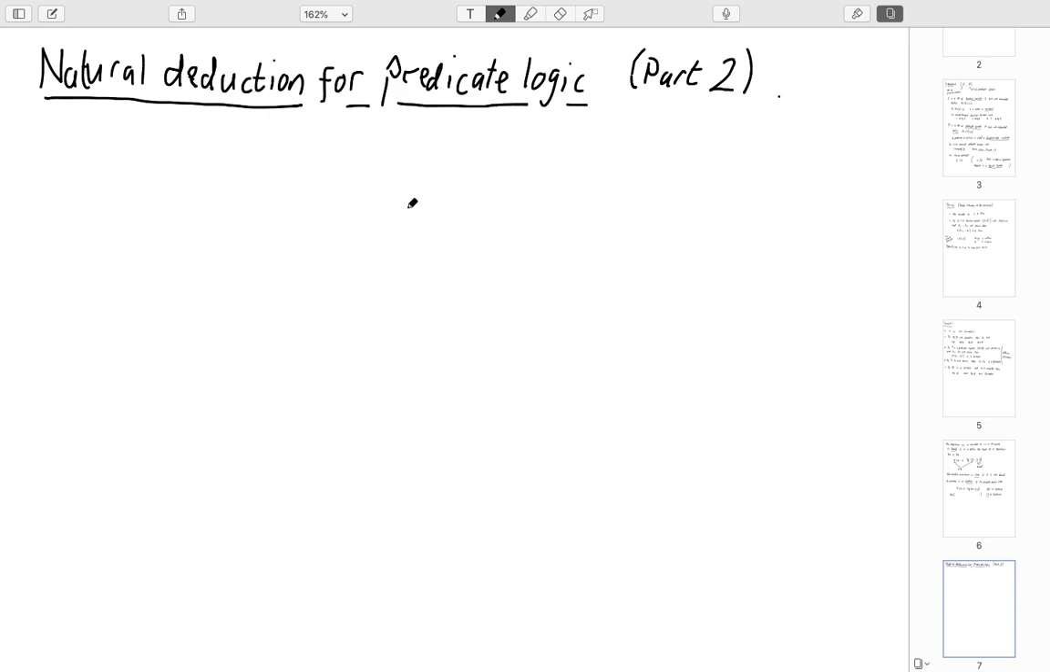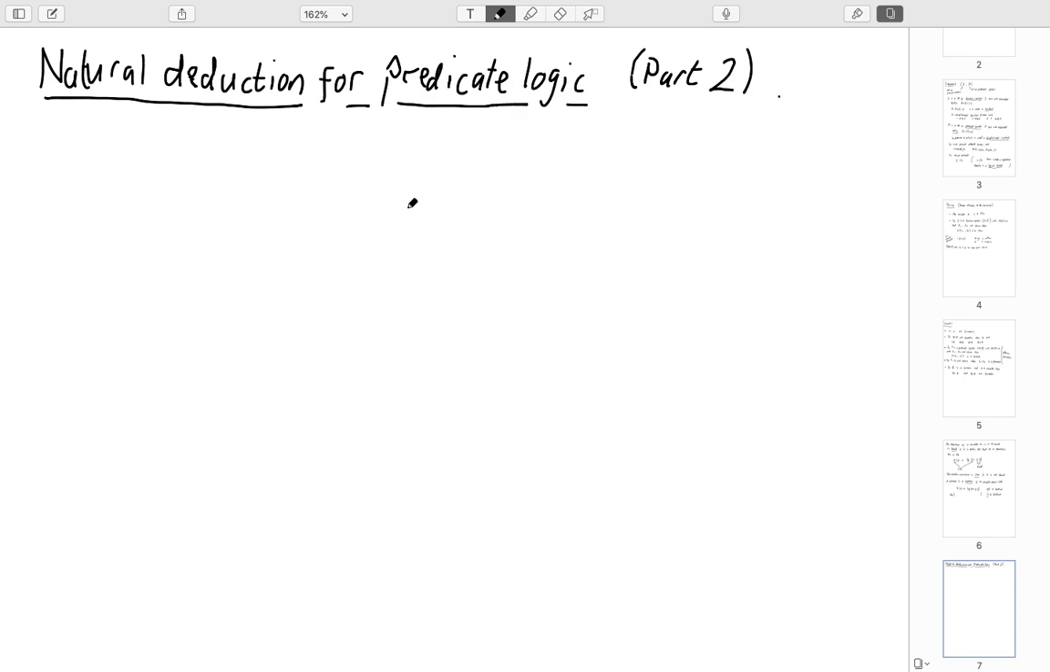This is the second part of the lecture on natural deduction for predicate logic. In the first part we saw the language of formulas for predicate logic, but we didn't actually get to natural deduction. So like in propositional logic, natural deduction is going to provide us with rules for reasoning in predicate logic. But we still have a little bit more work to do before we get there.